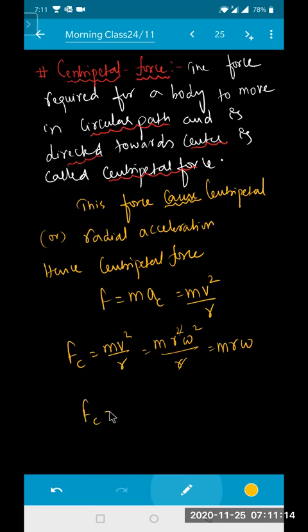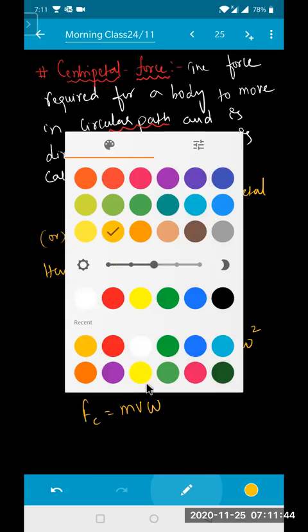Centripetal force is also equal to M into V into omega, because R into omega can be written as V. So I can write here R into omega, part of the relation. This is omega square, so taking one omega out, it will be V and one omega will be left. So FC is also equal to MV into omega.